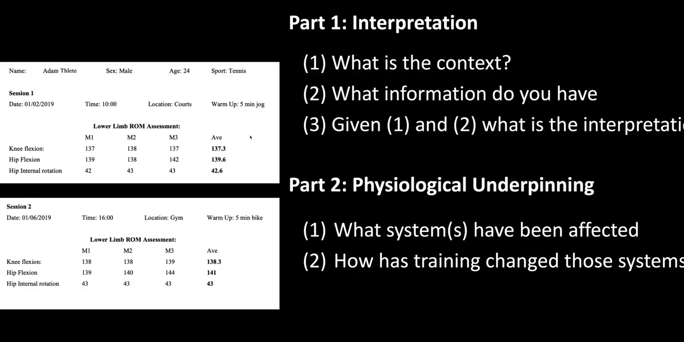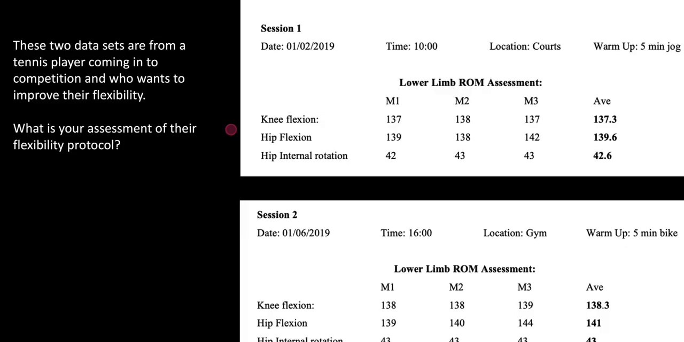Next part of the process then is, what information do we have? And we have quite a lot in this example. So we know it's a male athlete who plays tennis. He's 24. This first testing session was on the 1st of February in 2019. The second testing session was on the 1st of June 2019. So there's a good few months between these two sessions. Certainly plenty enough time for improvements in range of movement or flexibility to be evident.